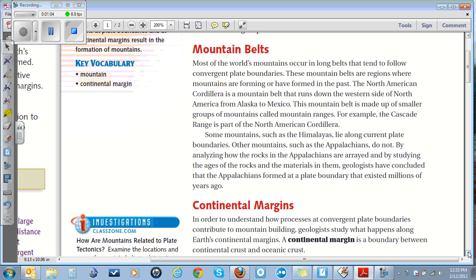Some mountains, such as the Himalayas, lie along current plate boundaries. Other mountains, such as the Appalachians, do not. By analyzing how the rocks in the Appalachians are arrayed, and by studying the ages of the rocks and the materials in them, geologists have concluded that the Appalachians formed at a plate boundary that existed millions of years ago.